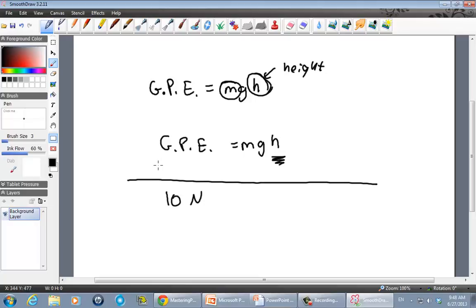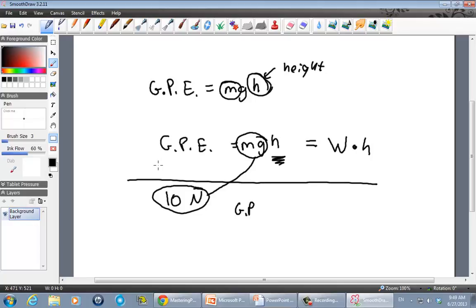So it said 10 newtons. Now keep in mind, a newton is already mg together. It's a force. They didn't give us the mass. They gave us the weight. So you can also say gravitational potential energy is weight times height. So if they give it to you in newtons, that's the weight.